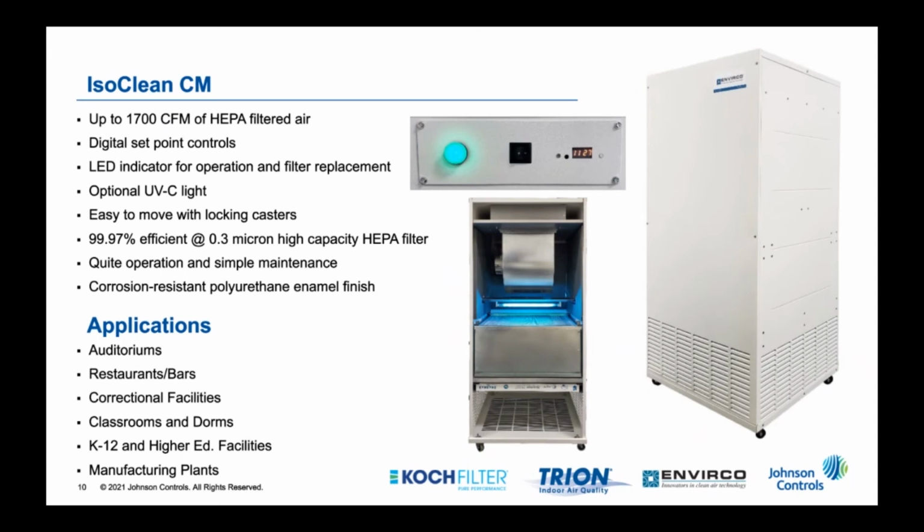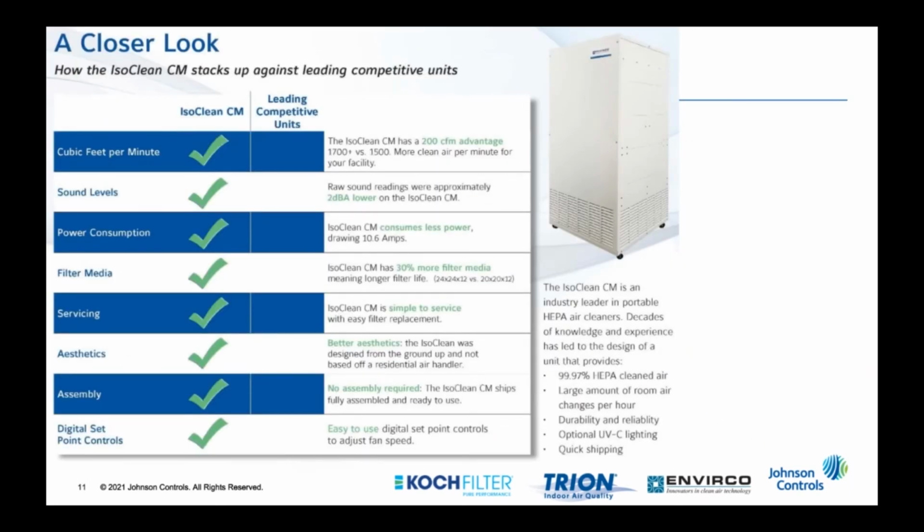If you go to the next slide, we're going to talk a little bit about how the unit stacks up against leading competitors. So we acquired a competitive unit and compared it to the IsoClean CM. There was a 200 CFM advantage. What that means is you can use this unit in a larger space, but it also means in the same space, if you were to adjust this unit to a lower airflow, the filter would last longer in the IsoClean CM.